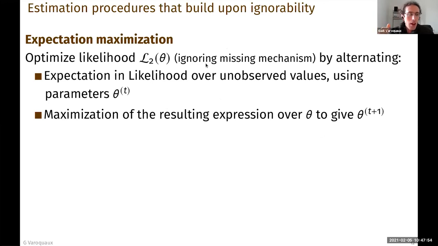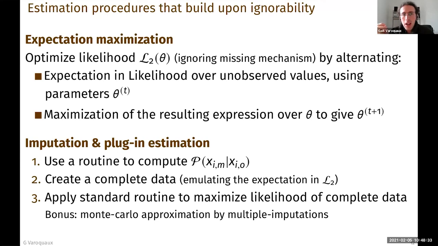The missing at random assumption and the notion of ignorability has been used to derive many estimation procedures for missing value settings. The most famous one being the expectation maximization algorithm, which was, I believe, historically introduced for missing values. And really the idea is that we're going to optimize the likelihood that ignores the missing value mechanism by alternating an expectation in the likelihood over the non-observed value, and then the maximization of the resulting expression, and alternating the two. Another approach, which is often simpler in practice, because the challenge with expectation maximization is it requires coding a new routine each time you're given a new likelihood problem. Not the end of the world.